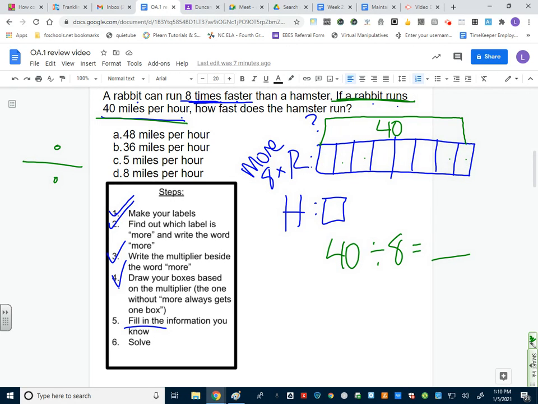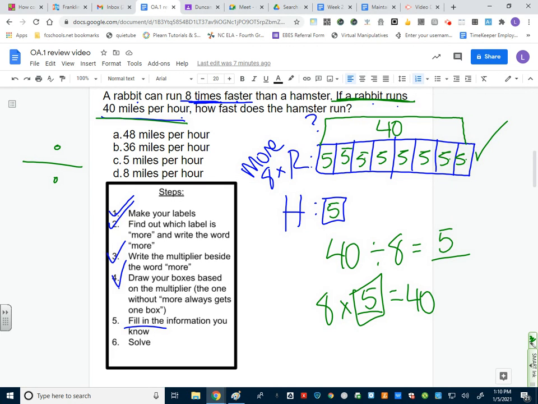Well, if you're not sure what 40 divided by 8 is, you can think of multiplication, our fact families, what times 8 equals 40. And if we look at our multiplication chart, we'll see that that answer is 5. 8 groups of 5 equal 40. So I'm going to plug that in my chart and make sure it makes sense. Okay, 5, 10, 15, 20, 25, 30, 35, 40. Ding, ding, ding. We have a winner. The hamster ran 5 miles an hour because 8 groups of 5 did in fact equal the 40 that the rabbit ran. 40 miles per hour. Okay, so that was a division question.